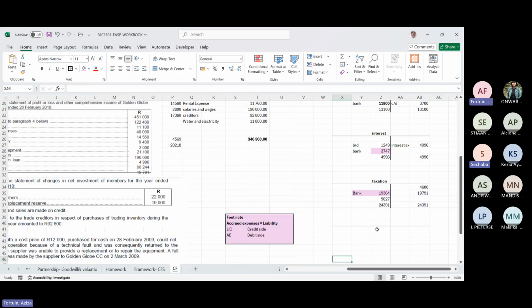Okay. Now I need you to calculate the distribution to the members. Okay, I'll give you 5 minutes. Distribution to members.